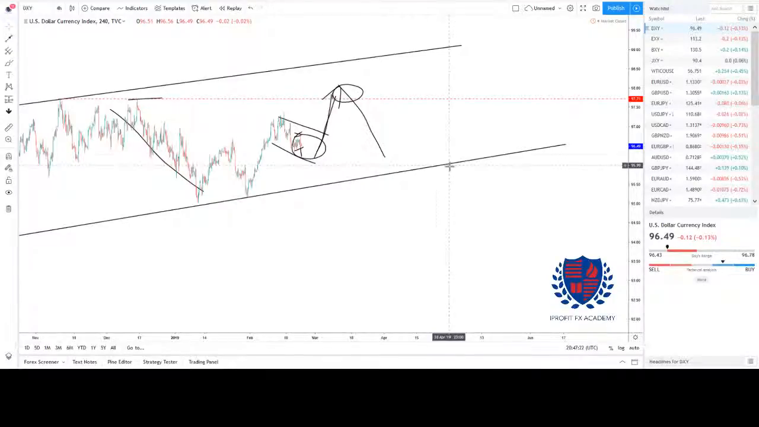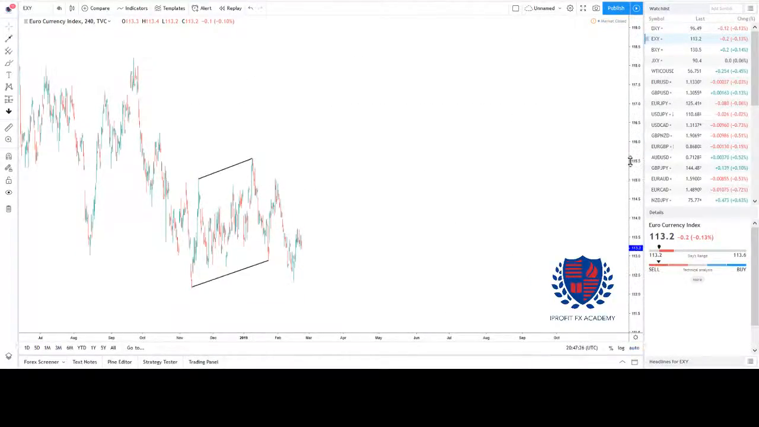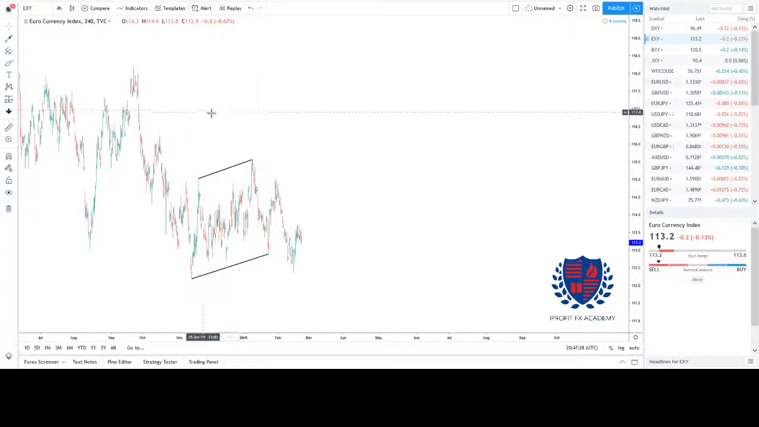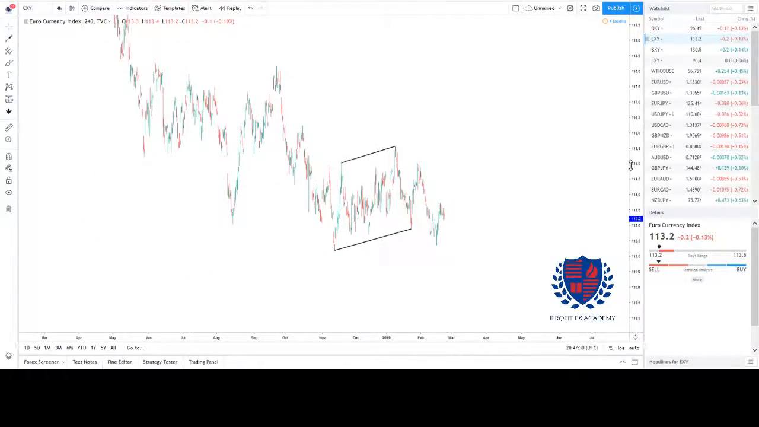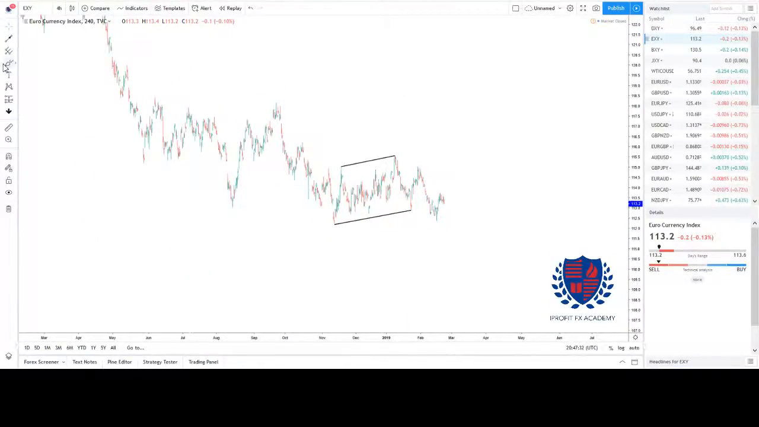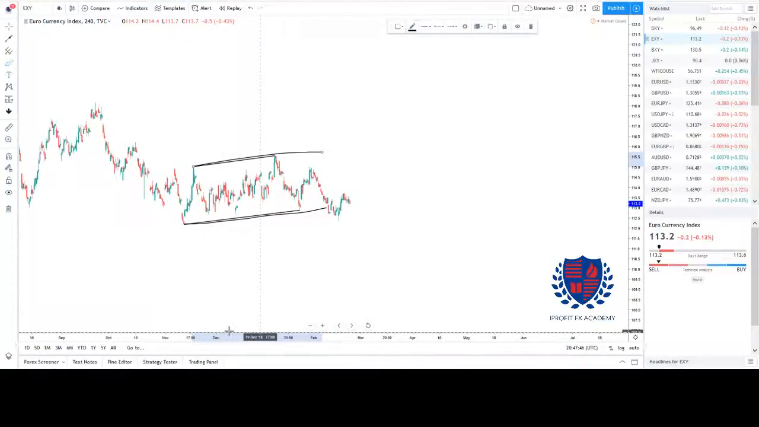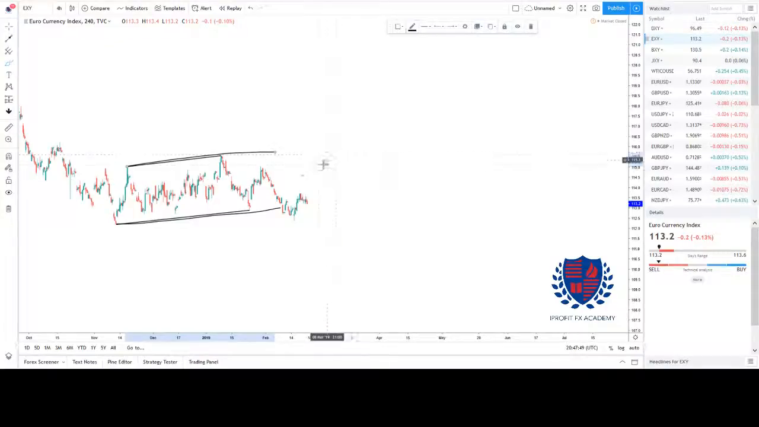Let's move to the euro index. The euro index is basically in a rough spot. We're at the lows. Should we buy yet? Should we not? That's the real question. As we are basically breaking out of this bearish correction here, we could have two scenarios happen. Actually, three scenarios happen on the euro index.